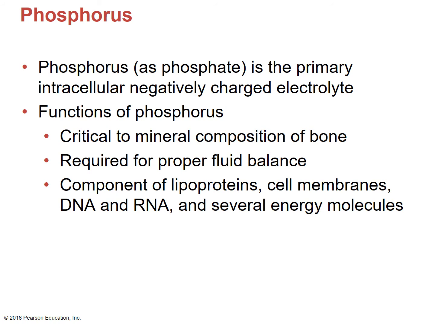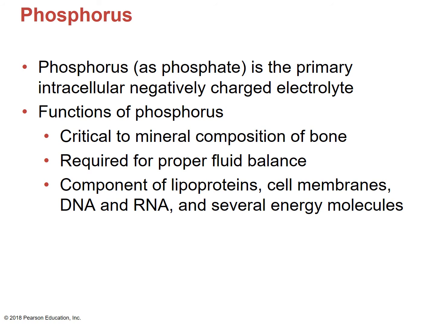People with kidney disease and those who take too much vitamin D supplements or too many phosphate-containing antacids can suffer from high blood phosphorus levels. Severely high levels of blood phosphorus can cause muscle spasms and convulsions.